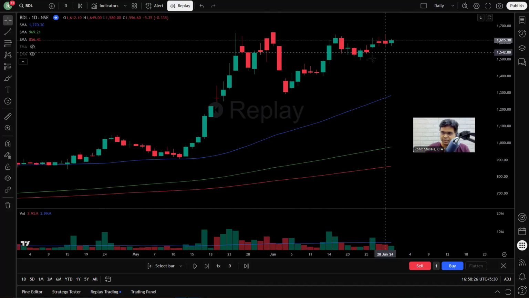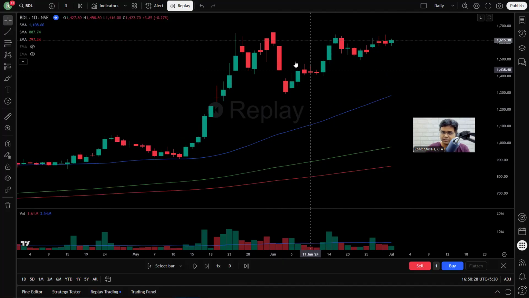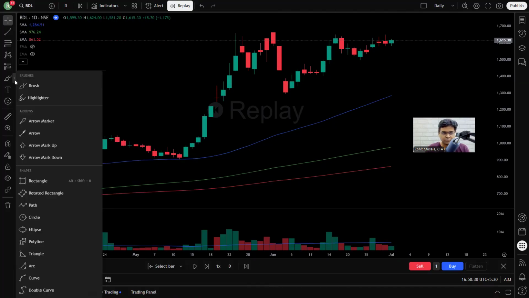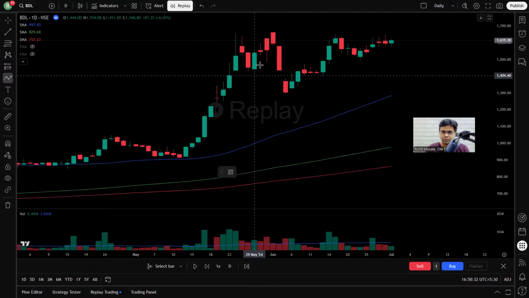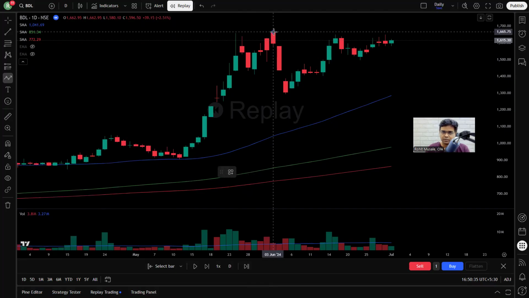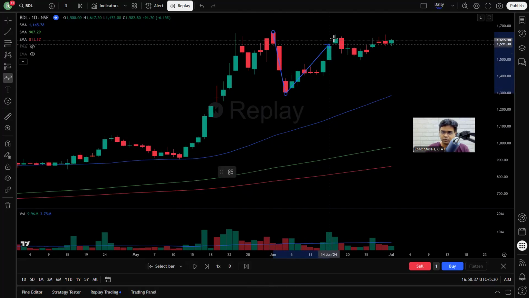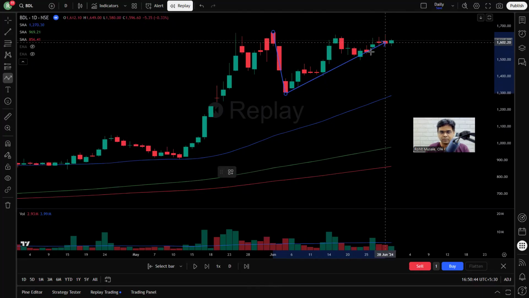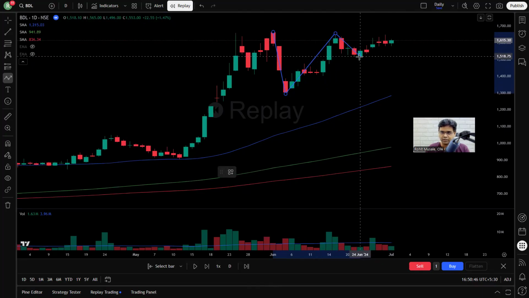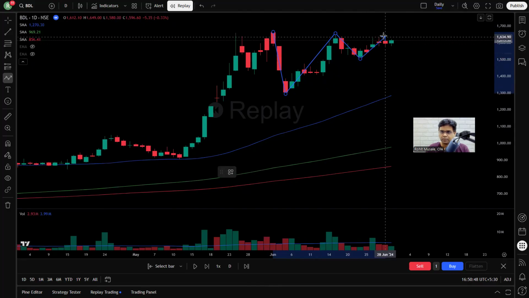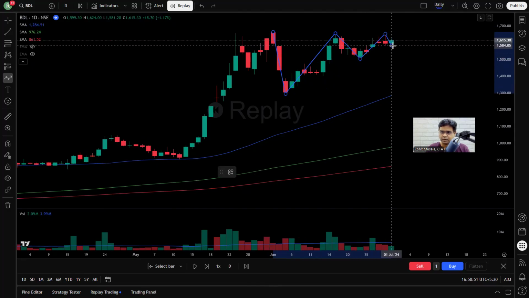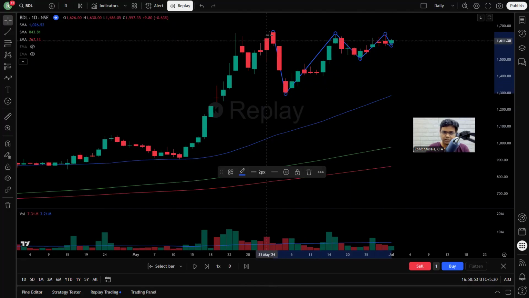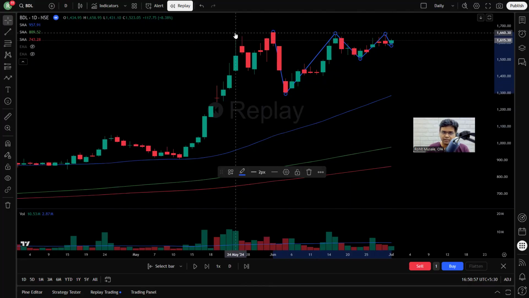Have a look at this base. How many points are there in the base? Let me draw the base for you. This is point 1. Point 2 is this, point 3. What's the high of this candle? 1650. The high of this is 1649. So this is point 3, point 4, point 5, and point 6. See, this is point 1, not this one, because this point is higher than this point.